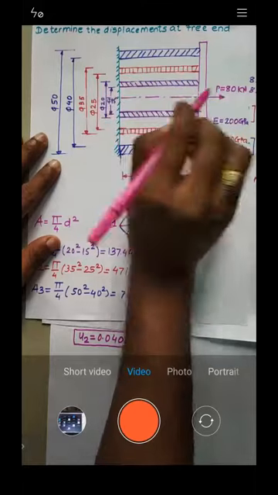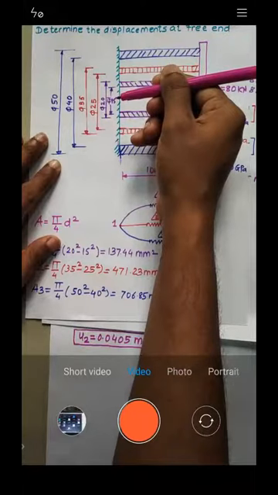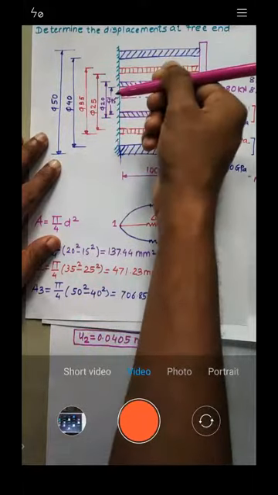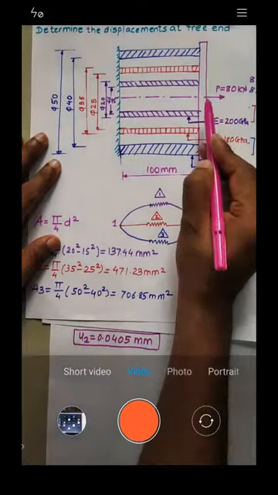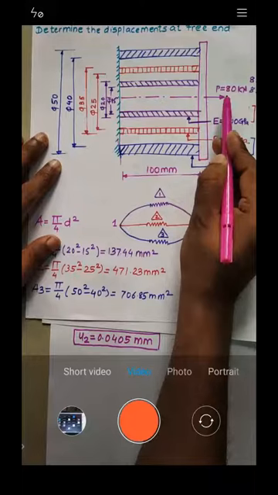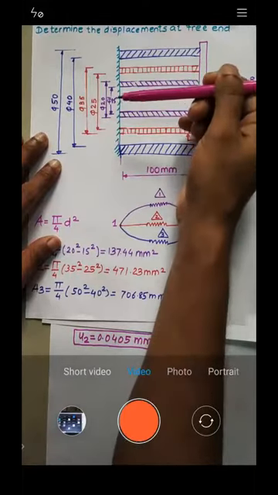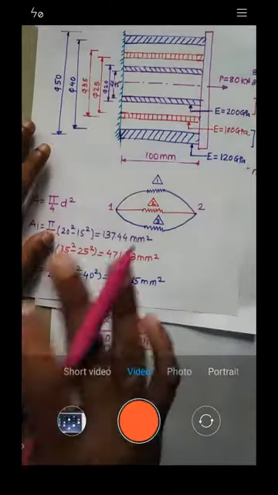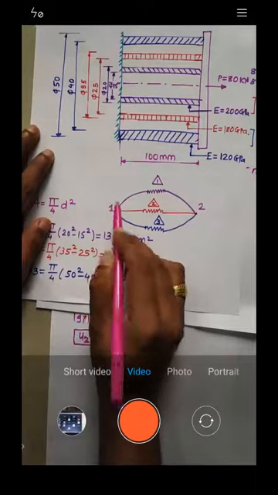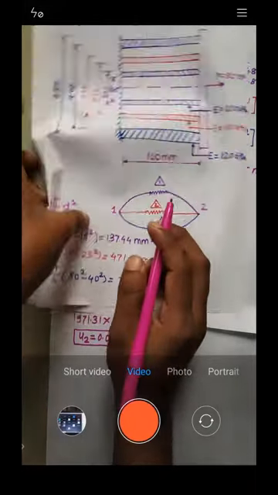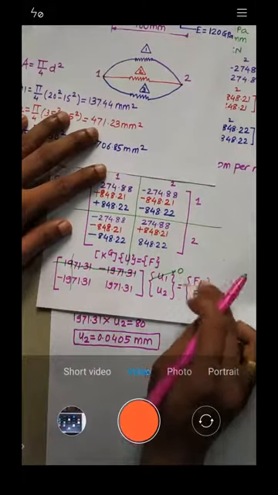Try to understand. When you apply 80 kilonewton on the right hand side, in order to balance it, 80 kilonewton on the left hand side will be produced, and that is nothing but a reaction. That reaction will be generated at node 1, and that is called F1.